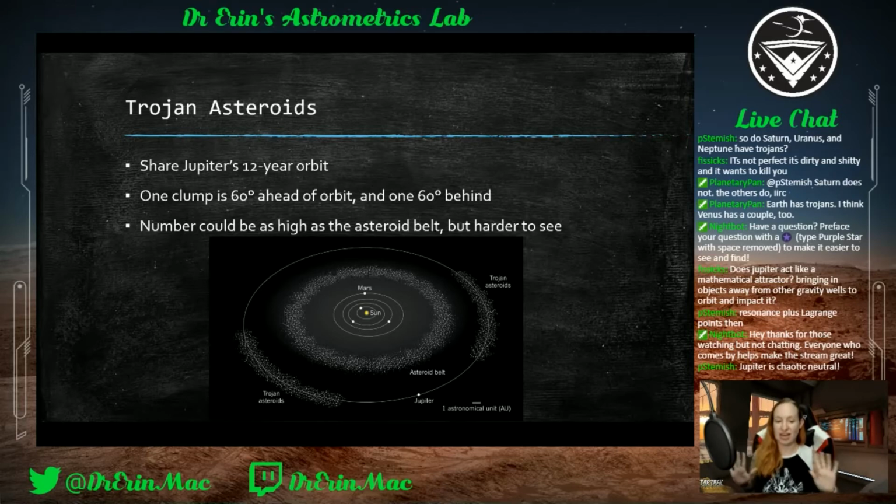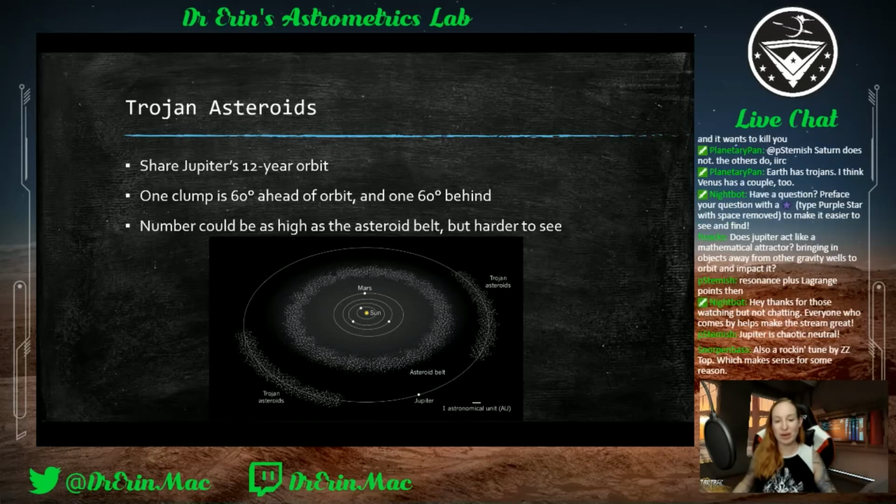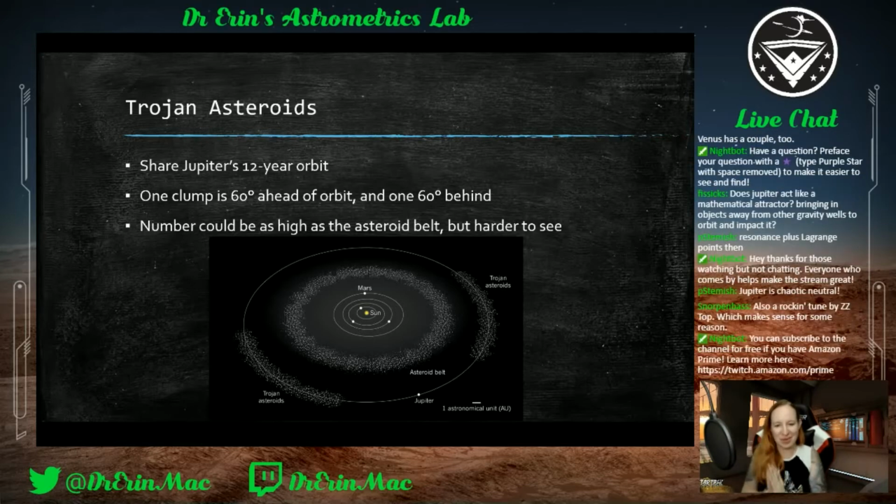Stemish, thank you. That's brilliant. Jupiter's presence in our solar system is chaotic neutral. I'm down with that. That's a perfect explanation for Jupiter's role. That's brilliant. And there you go. The Lagrange, ZZ top. Absolutely. Or as I said in Flight of the Conchords, ZZ top.